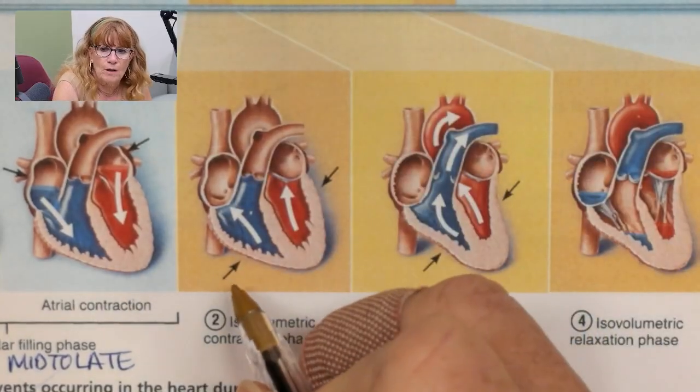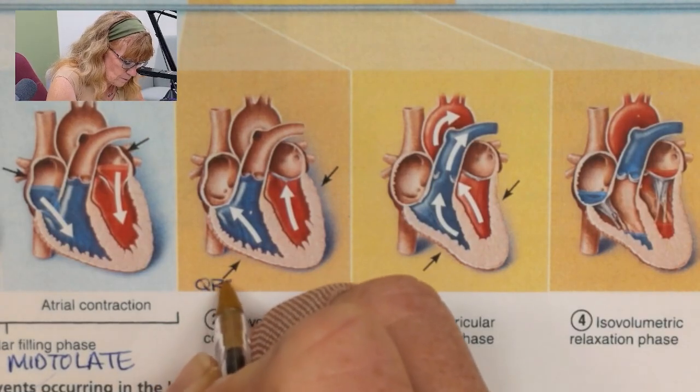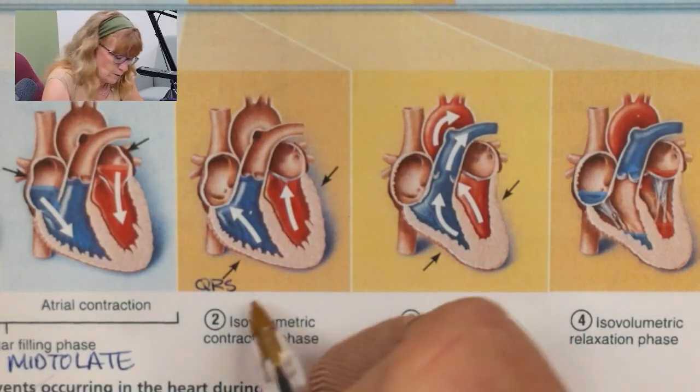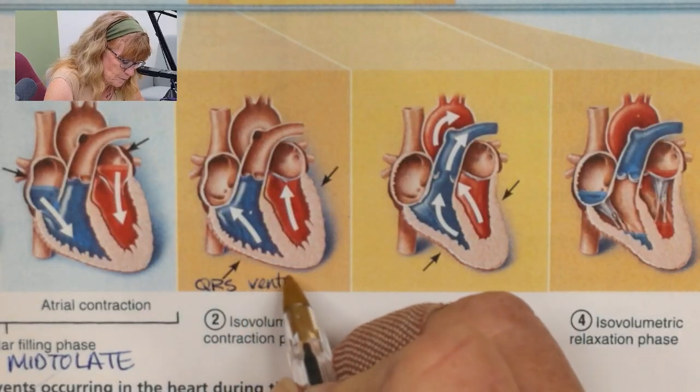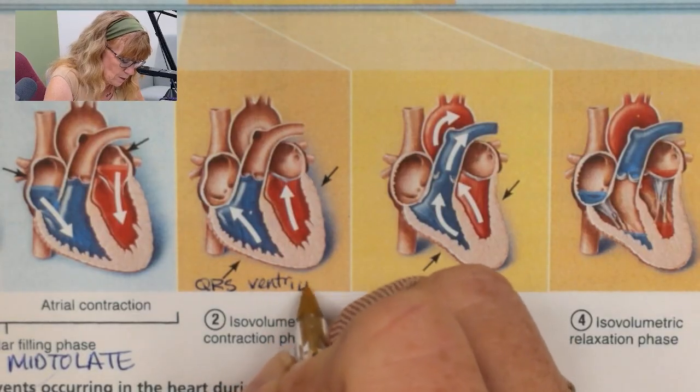So when the ventricles start to contract, this is because of the QRS right here. So now I get ventricular contraction. First it'll be ventricular depolarization followed by ventricular contraction.